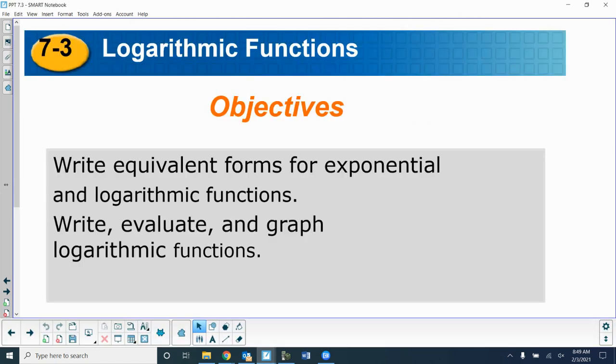We're going to talk about logarithmic functions. You've never done logarithms before. So, we talked about exponential ones. What was that, last week, right?